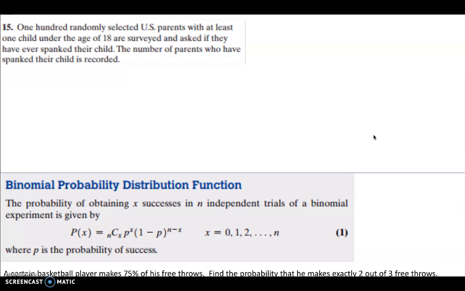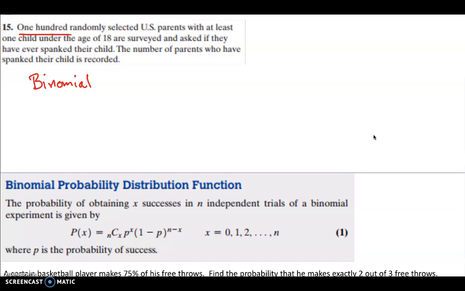Okay, the next one: 100 randomly selected U.S. parents with at least one child under the age of 18 are surveyed and asked if they have ever spanked their child. The number of parents who have spanked their child is recorded. Okay, this looks to be binomial because we have a fixed number of trials. We can assume independence. And then we have two possible outcomes. Either they spank the child or not. So in this case, again, this is where it seems counterintuitive, we'd most likely put a success as those who spanked their child and a failure as those who did not. But again, it's just for the purpose of differentiating our data.